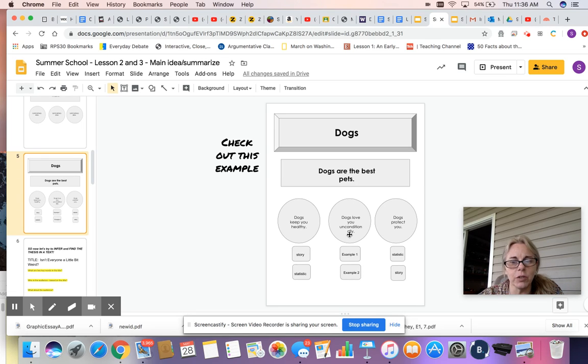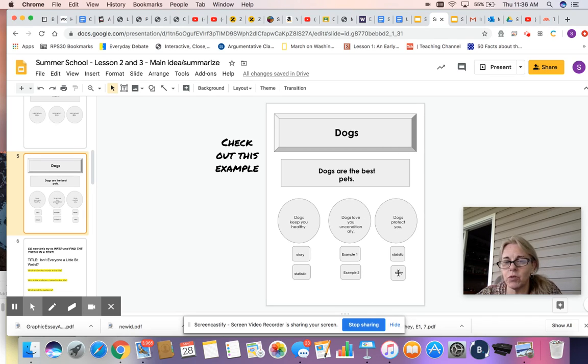Again, these 2 support this big circle. This big circle is supporting our thesis. Our thesis is tying in with our topic. And then our final reason why dogs are the best pet, they protect you. I may say, like, people who own dogs are not robbed as often as non-dog owners. And I may find some statistic that says that.